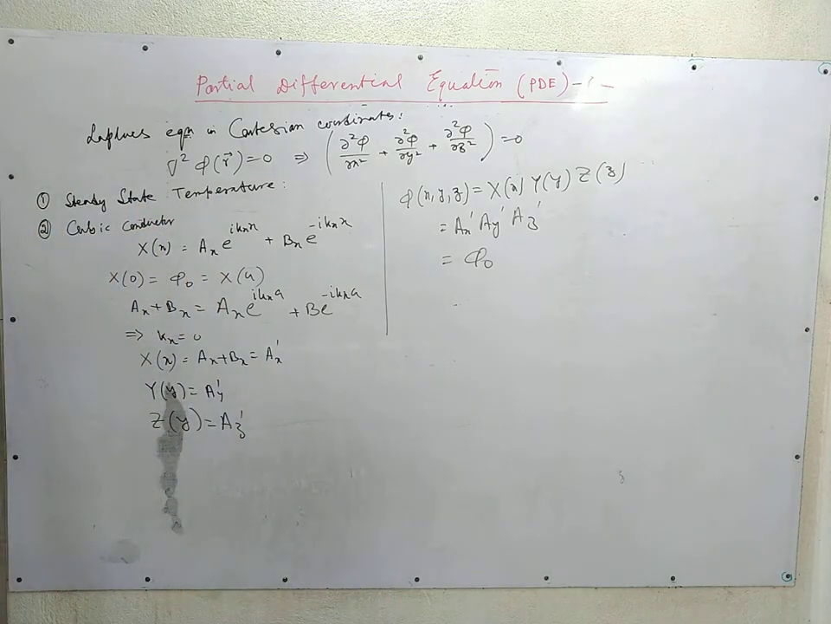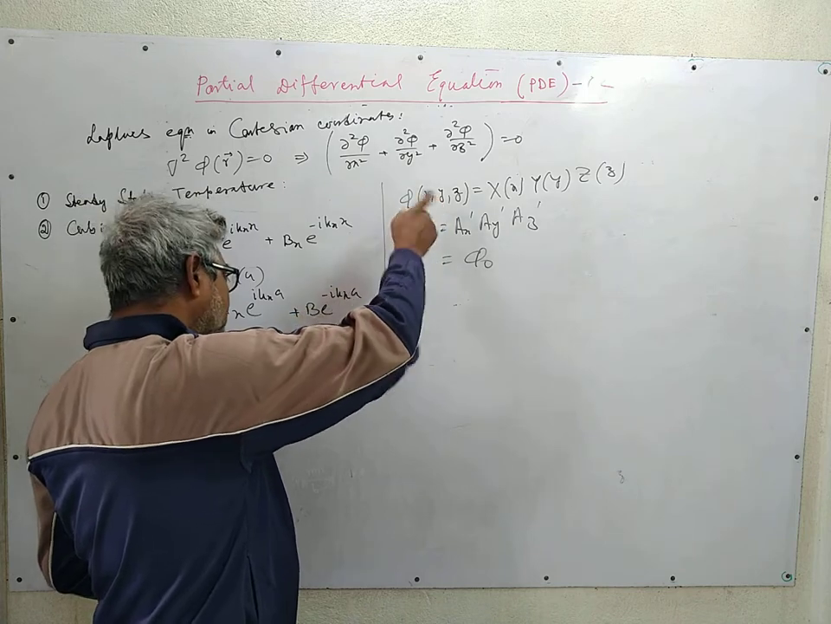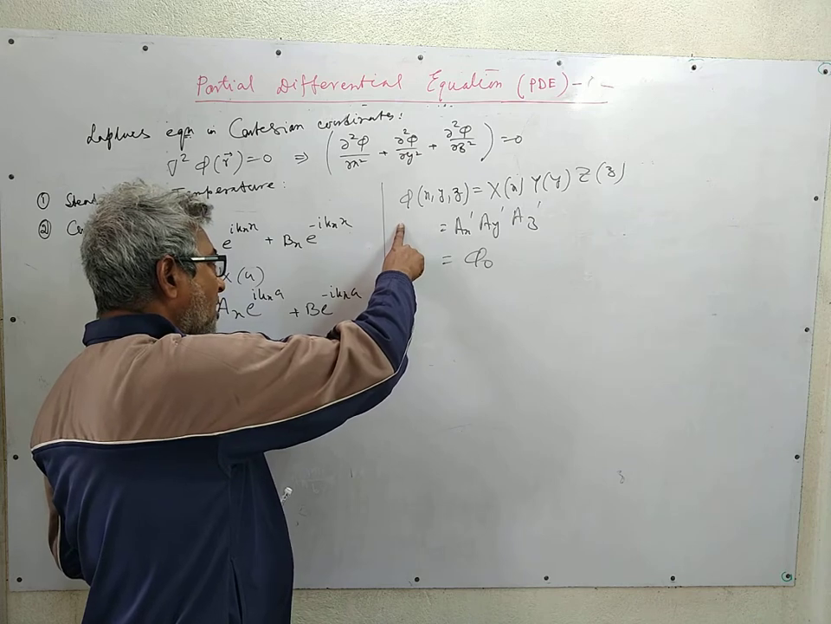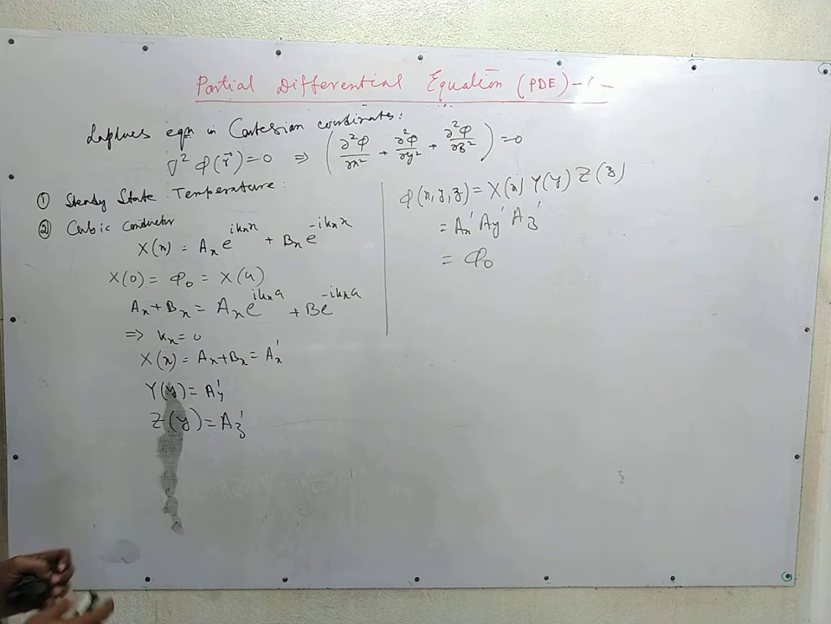So we can solve this to show that the potential at a point within the cubic conductor is phi 0. So the potential at any point on the surface of the conductor as well as inside the conductor is constant. And if we find out the electric field, it is 0 within the conductor.